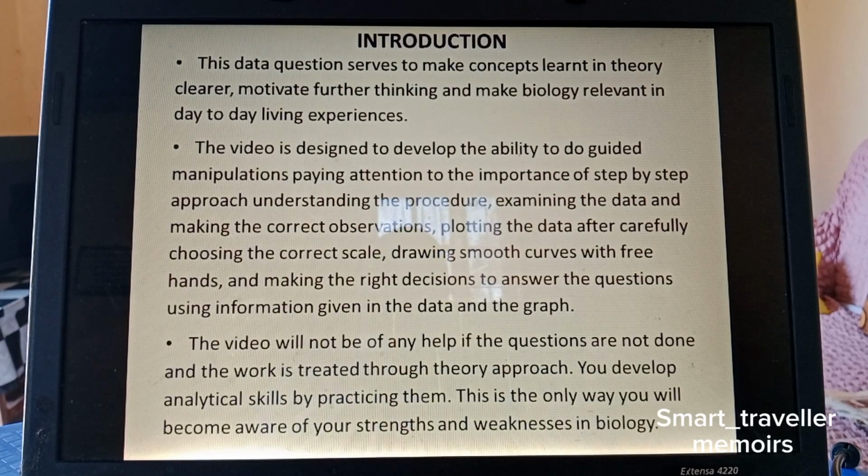Remember, the questions will be either data having a graph or just analyzing the data. But for this 2001 question we'll start with, this one is just analysis of the data. The video will not be of any help if the questions are not done and the work is treated through theory approach. You develop analytic skills by practicing them. This is the only way you will become aware of your strengths and weaknesses in biology.